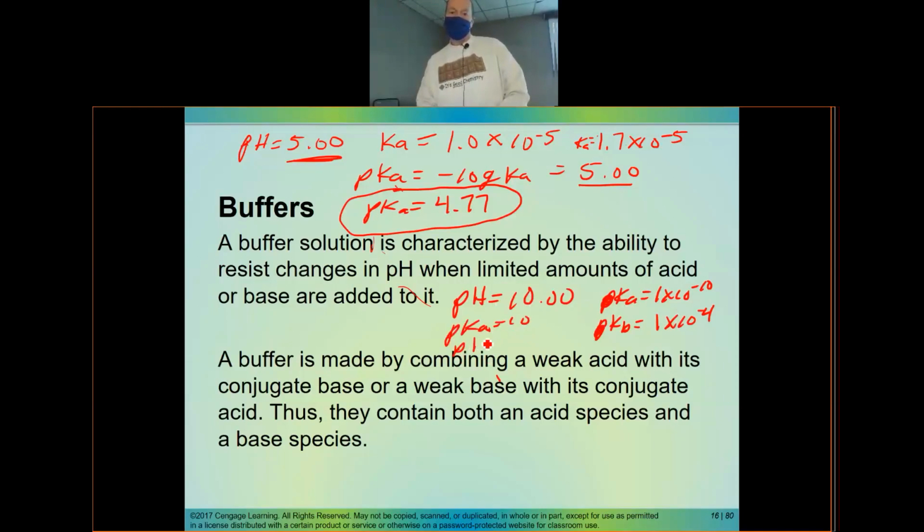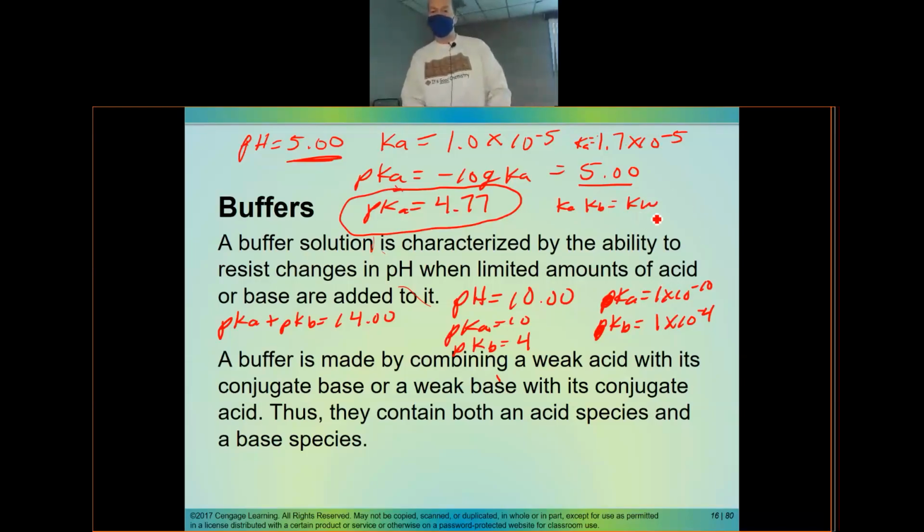Or, of course, a pKb of 4. So just like we had pH and pOH, your pKa plus your pKb is equal to 14. All right, and that just comes from the Ka times the Kb is equal to Kw. So you just take the negative log of both sides, and that gives you that the pKa plus the pKb is equal to the negative log of Kw, which is a constant of 1 times 10 to the minus 14, which gives you a number for that answer of 14.